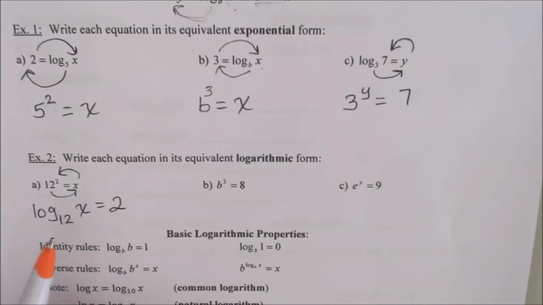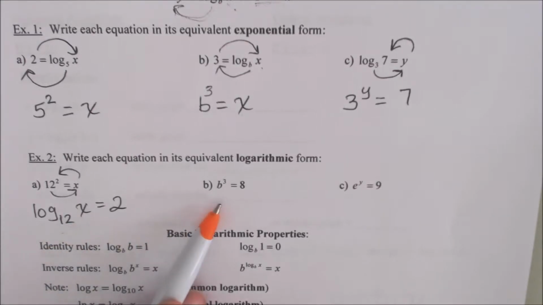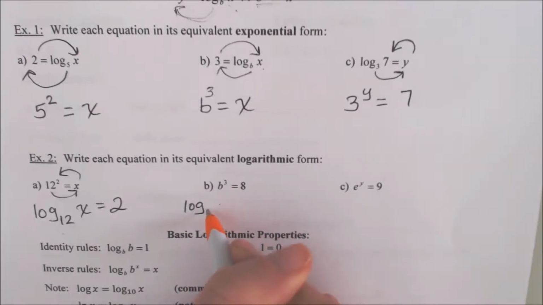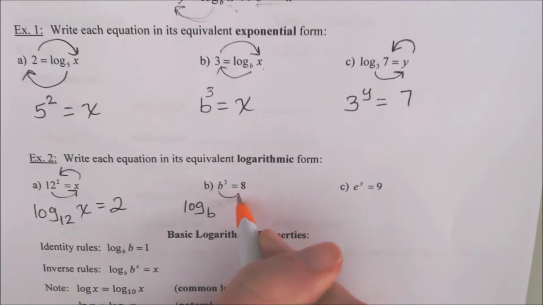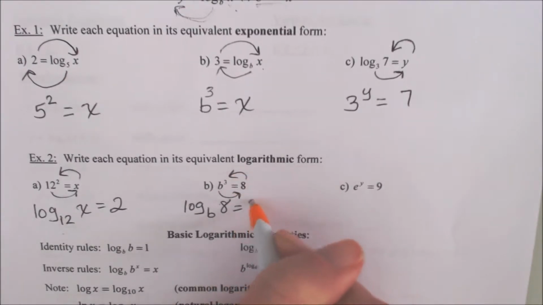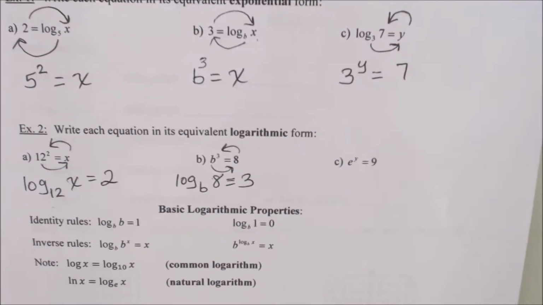The notation for these is very important. The base, that 12, is a subscript, so you have to have that there as the base. X is the argument, so it's on the same level as the log. So log base 12 of x equals 2. Try the next one. Log base, what's the base? b, of the other side, 8, equals the exponent, so equals 3. Log base b of 8 equals 3.